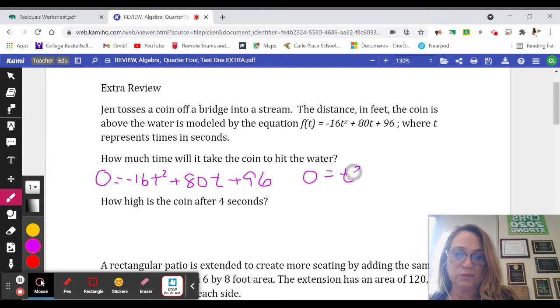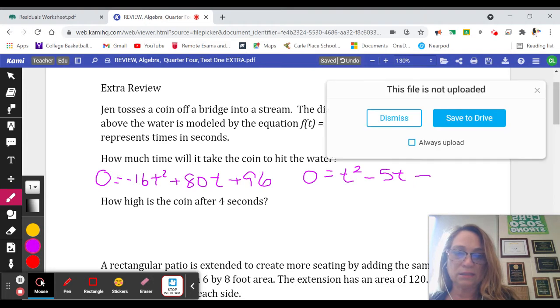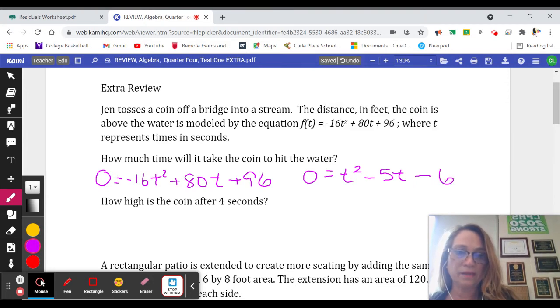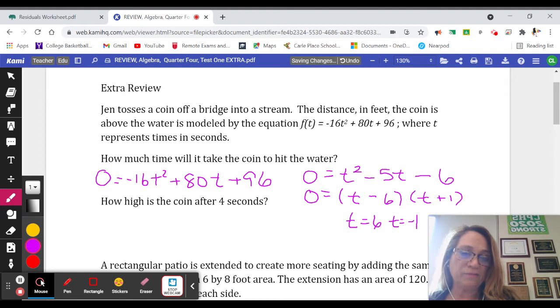That would be t squared minus 5t minus 6. And that would be (t minus 6)(t plus 1). So that would be t equals 6 and t equals negative 1. You want to reject this negative because you can't have negative time. So it would be 6 seconds.